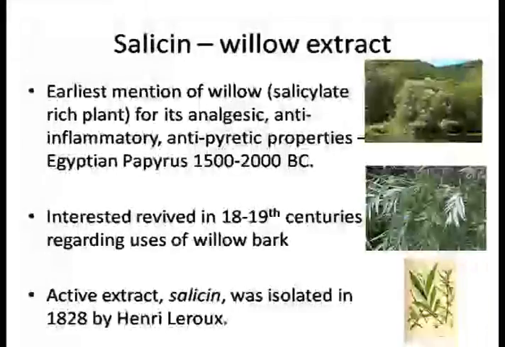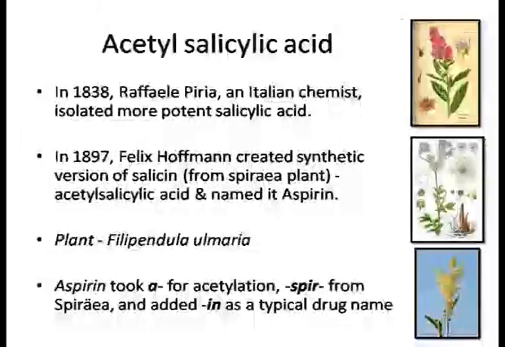The earliest mention was of willow for its analgesic, anti-inflammatory, and antipyretic properties, somewhere around 1500 to 2000 BC. Interest was revived in the 18th to 19th centuries regarding the use of willow bark, and the active extract is salicin. In 1838, Piria, an Italian chemist, isolated the more potent salicylic acid. And in 1897, Hoffmann created a synthetic version, what we use as aspirin today.